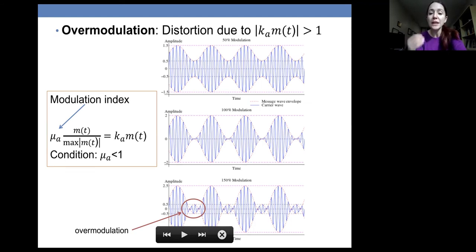So the limiting case that is barely possible to demodulate by an envelope detector is the 100% modulation case, where Ka times m of t is equal to 1. Often we desire, of course, for modulation to be less than that. For example, this is the 50% case. Okay, and we can define a modulation index using this Ka.